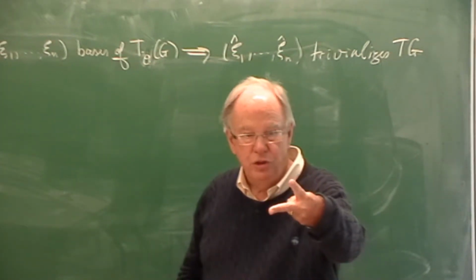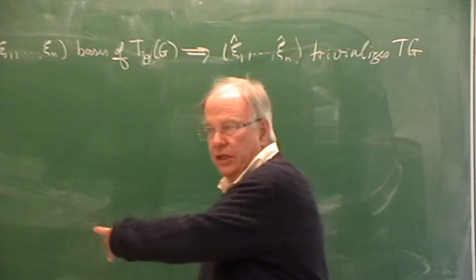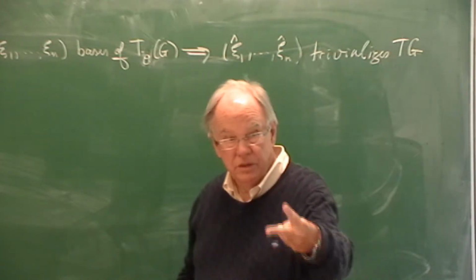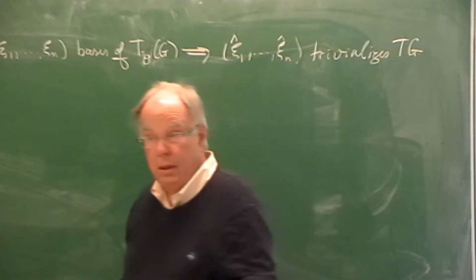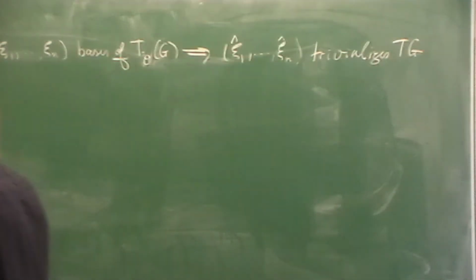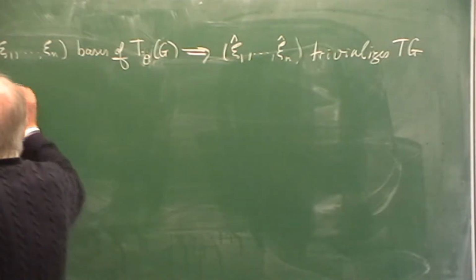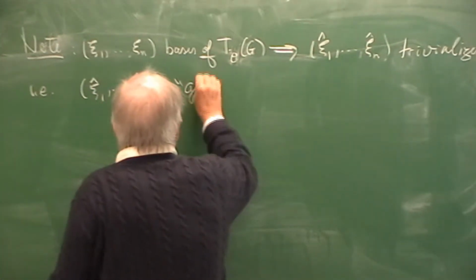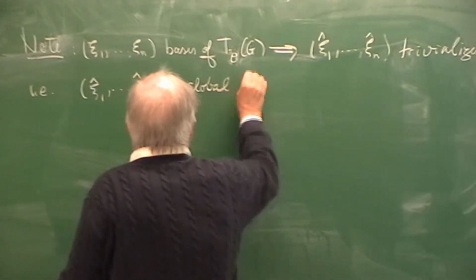If you take a dimension 2 thing and you push it around, it's independent everywhere. So you get a global frame. This is a global frame. C1 hat to Cn hat is what, as you know, is called a global frame.